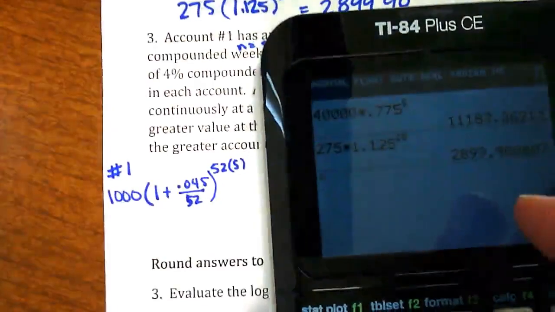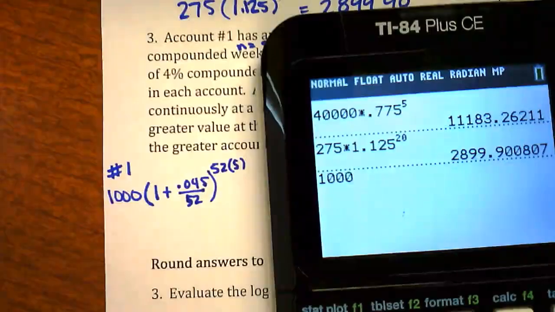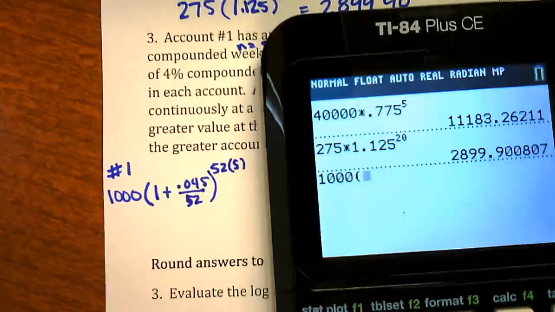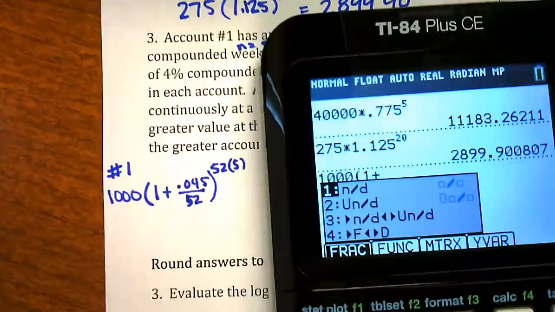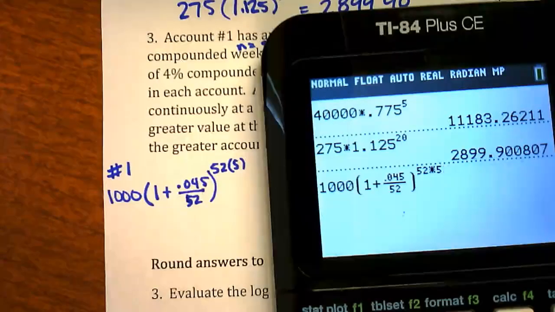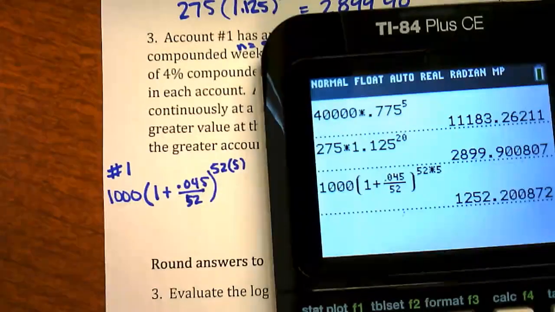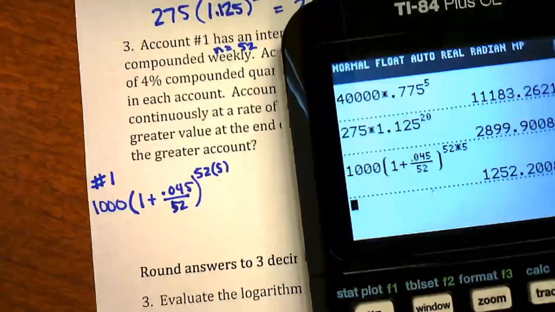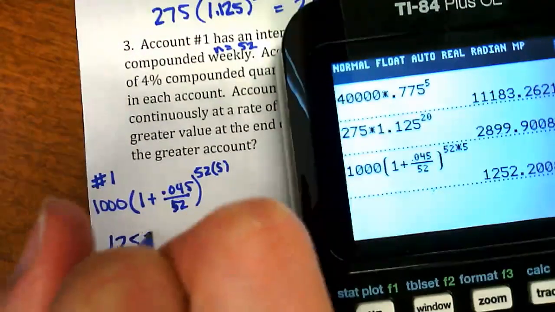When I go to type this in my calculator, it is 1,000, put the parentheses, 1 plus, and then I hit alpha y equals, pick the fraction button, 0.045, use the arrow to go to the denominator, 52, over to get out of the fraction, close the parentheses, raise it to the 52 times 5. Hit enter, and I get $1,252.20.